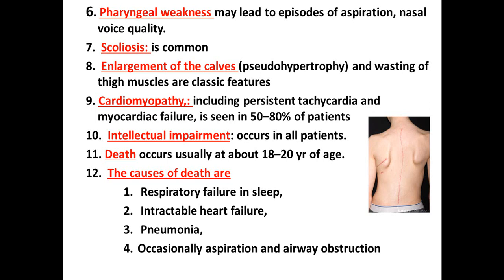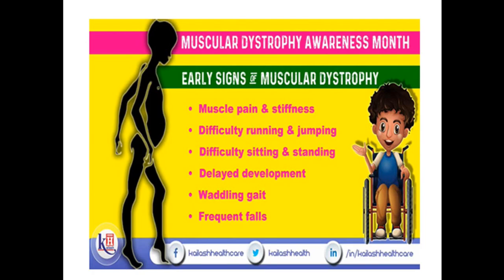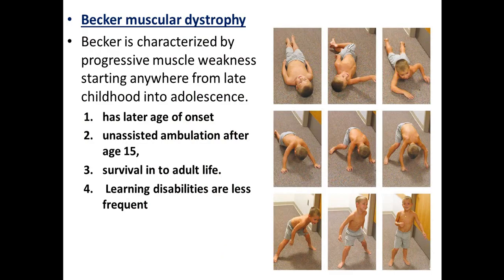Death occurs usually at about 18 to 20 years of age. And the causes of death here are important: respiratory failure in sleep, intractable heart failure, pneumonia, and occasionally aspiration and airway obstruction. So they need a machine to evacuate the secretions overnight. Here, these are the characteristic findings. They get pain and stiffness in muscle, difficulty running, jumping, sitting, and standing, delayed development, waddling gait, and frequent falls.